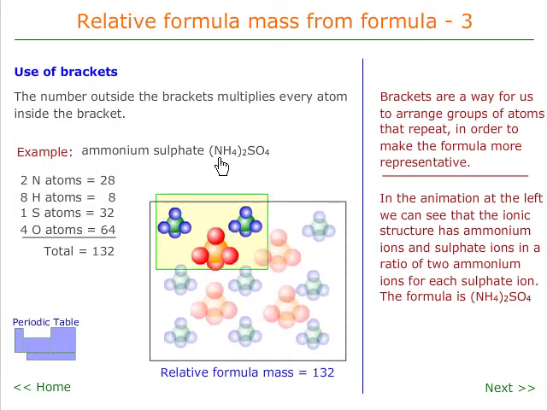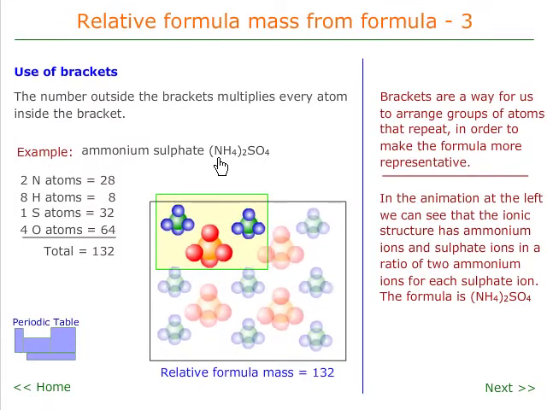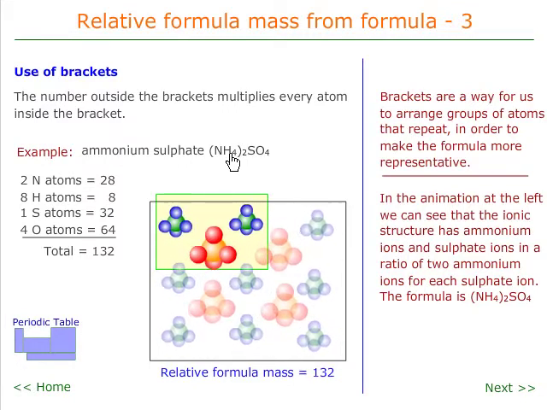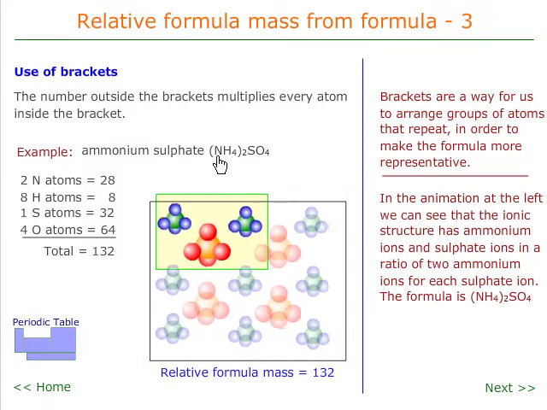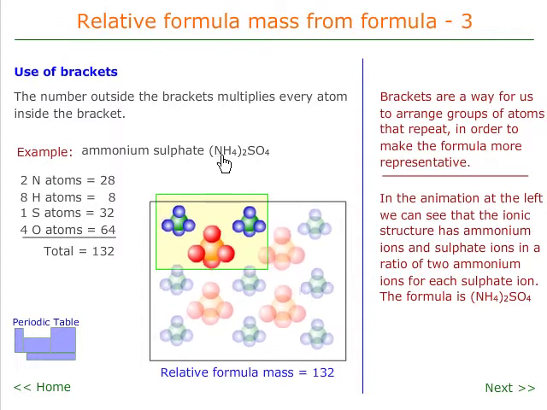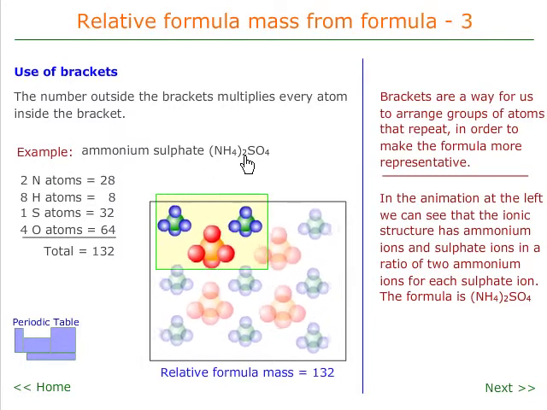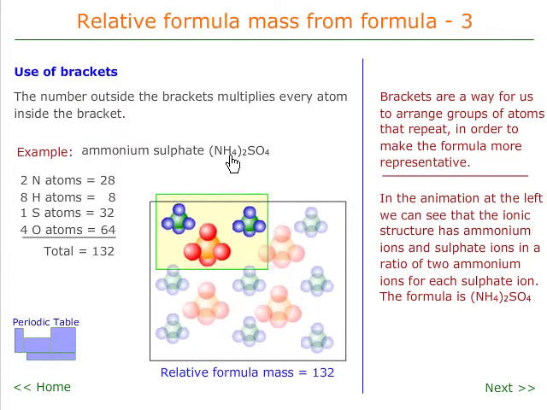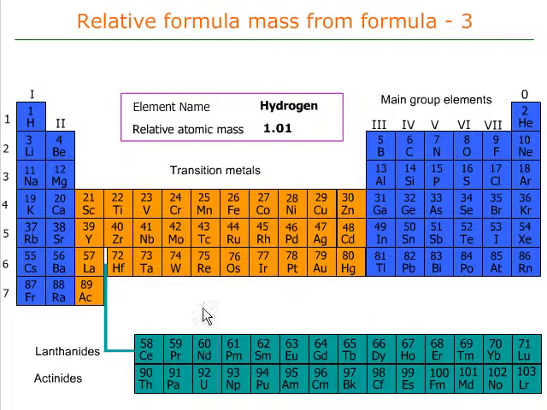So in order to find the relative formula mass we need to look up nitrogen, hydrogen, sulfur and oxygen and multiply them appropriately. We need to find the mass of 1 ammonium ion and then multiply it by 2 and add in the mass of a sulfate ion. So looking at the periodic table, nitrogen has a mass of 14, sulfur has a mass of 32, hydrogen has a mass of 1 and oxygen a mass of 16.